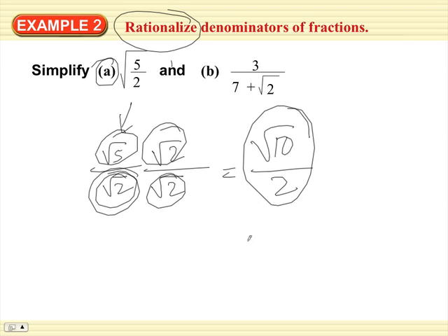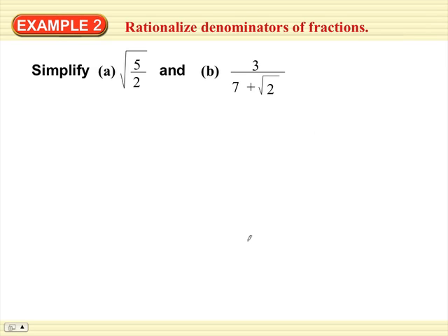Now look at letter B. Have you ever tried to rationalize things like letter B? If not, here you go. Let's think about letter B for a second. I can't simplify anything. 3, 7, nothing. So the only thing I can do, I can't have this down here. So I need to multiply by something that would get rid of the square root of 2. What would that be?